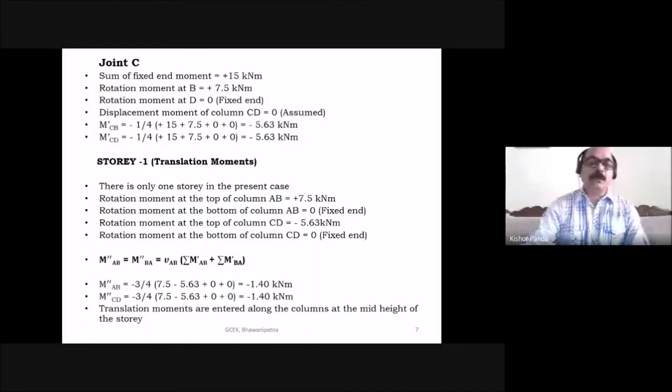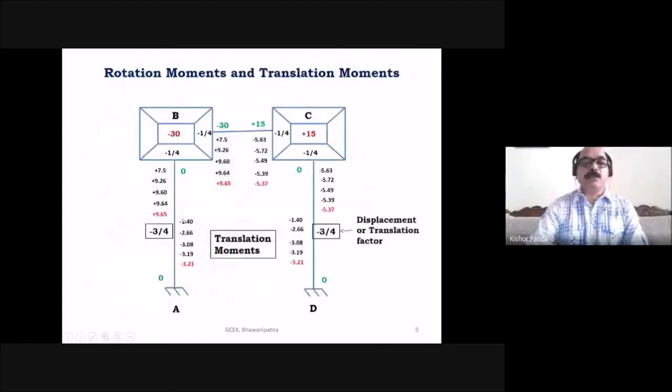So this is the value, and this is the value after summation of this. So you got here M double dash AB is minus 1.40 kilonewton meter, and M double dash CD is equal to minus 1.40 kilonewton meter. This value, the translation moment, you have to put here. So this is the first translation moment, and this is also the first translation moment. So now the first cycle is over.